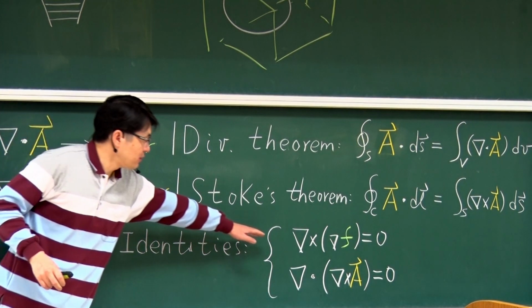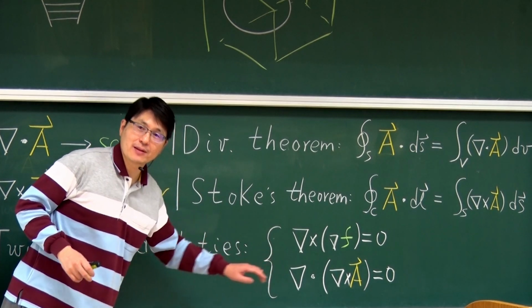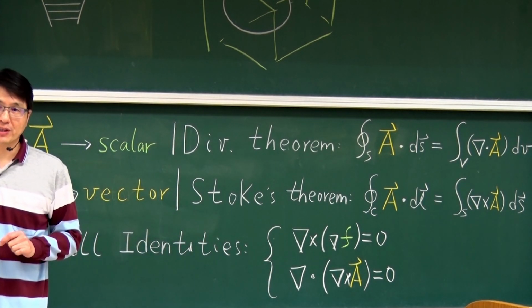Which one of the 2 null identities is related to electric field that we are talking about now?